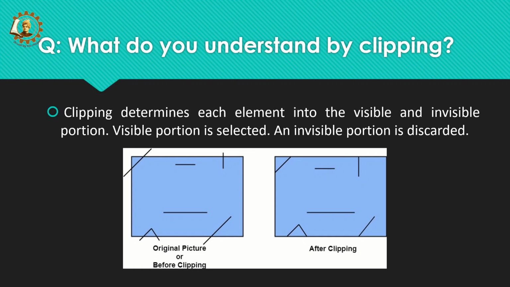That is clipping. Suppose this is the main window and we have different objects which are inside that particular window. Those are selected and the portions which do not belong inside the region of that particular window are discarded. So we can see the original picture, or before clipping part, and the after clipping portion also.